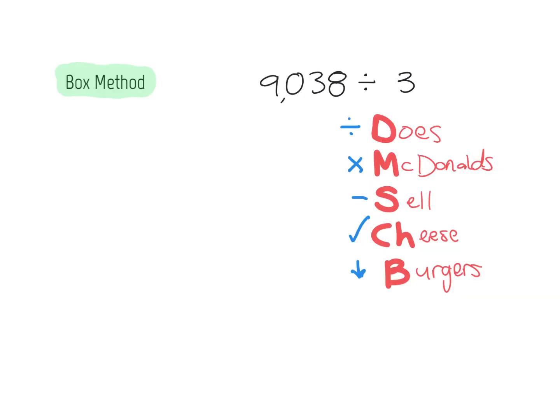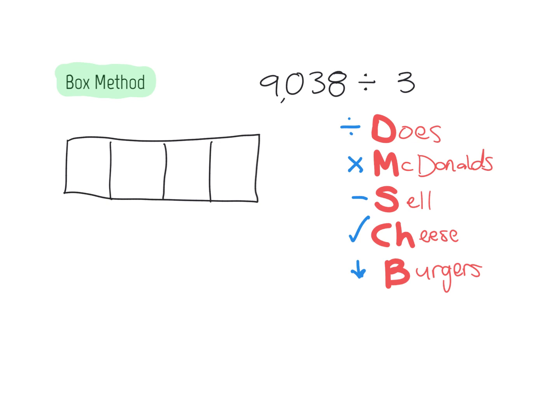And our last method is going to be the box method. So if I was to take 9,038 and divide by 3, here's how I would set up my box. So kind of like the area method, I'm going to set up a box. And I want to have a different section in my box for each digit. So I have 4 digits, so I'm going to have 4 sections. And I'm going to write 9,038 in the top right corner of each section of the box. It's really important you put them in the top right-hand corner. And I'm dividing by 3.